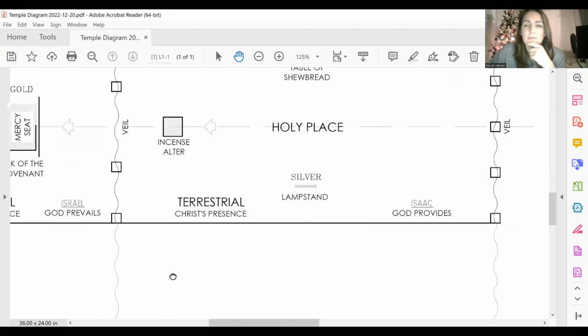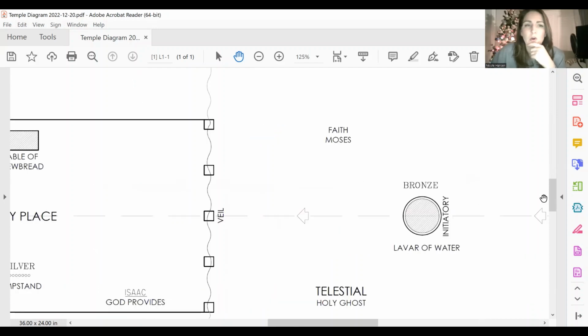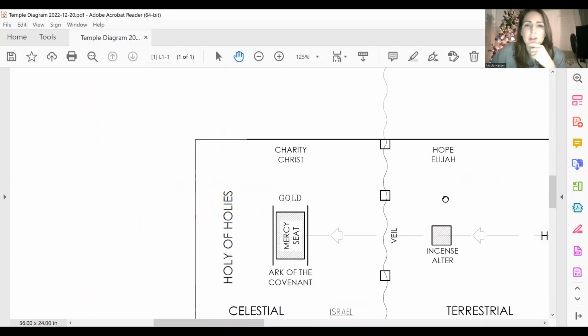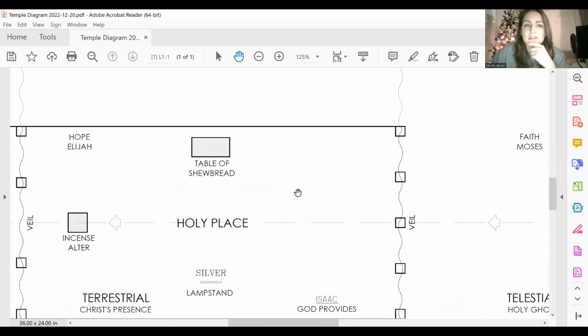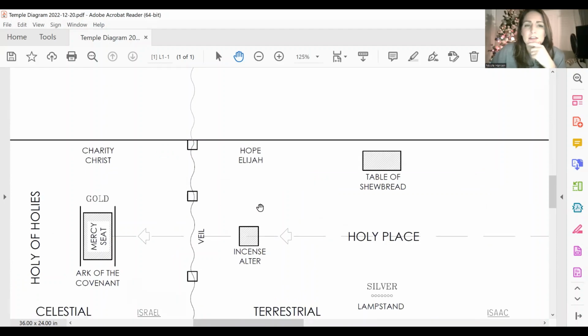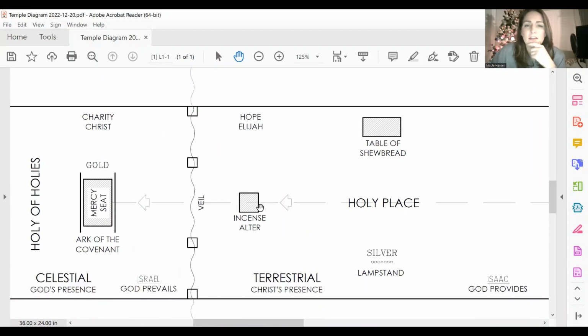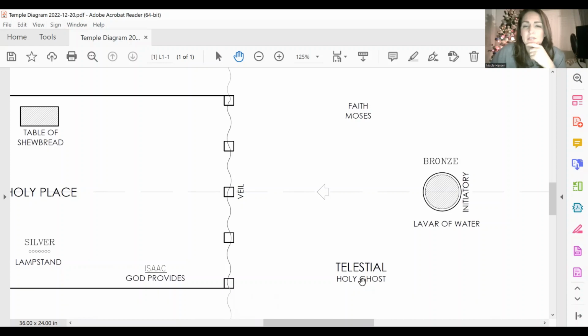And here we have faith, hope, and charity. And then we have Moses, Elijah, and Christ. Something that I questioned for a while is, okay, we have Christ here, but we have Christ here. And then we have baptism of water and baptism of fire for the gift of the Holy Ghost. It seemed like there were 2.